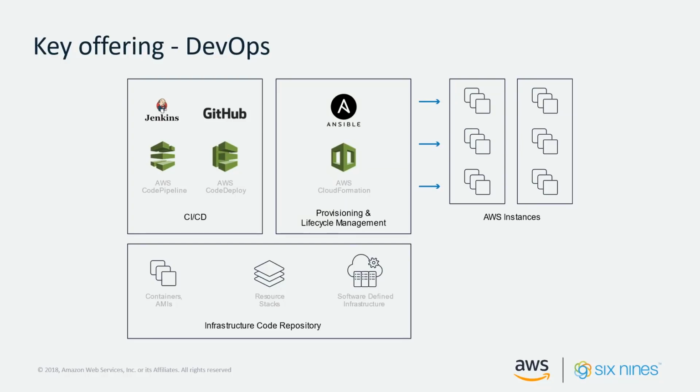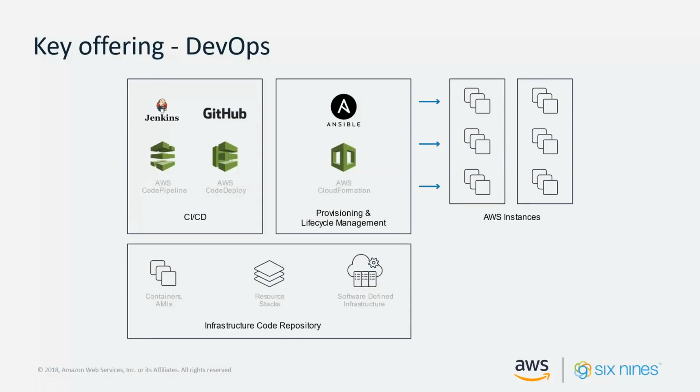Specifically around DevOps, what we're showing here are some common areas of the CI/CD pipeline and provisioning and lifecycle management. AWS has core tools like AWS CodePipeline. You can think of that as the CI/CD orchestration and workflow manager, as well as AWS CodeDeploy. CodeDeploy enables you to deploy code onto servers and infrastructure. We also use common tools like Jenkins and GitHub. There are lots of tools in the ecosystem that AWS supports, so don't think that these are the only solutions provided.